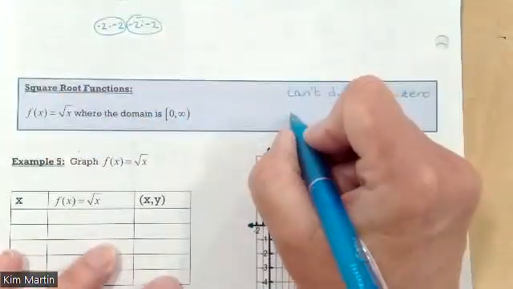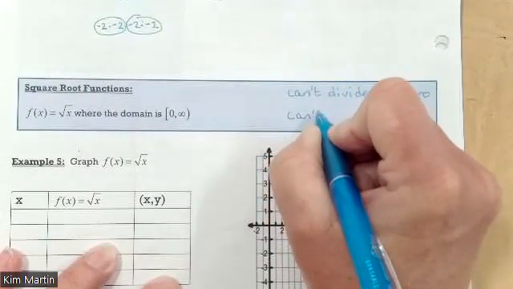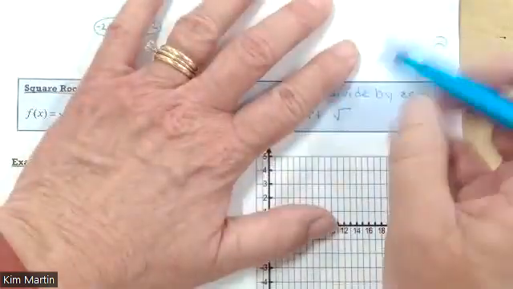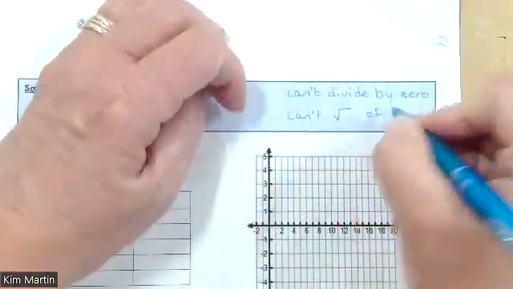And the other is you can't take the square root of a negative number.